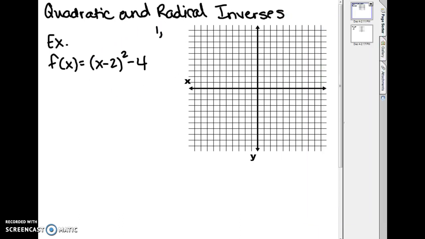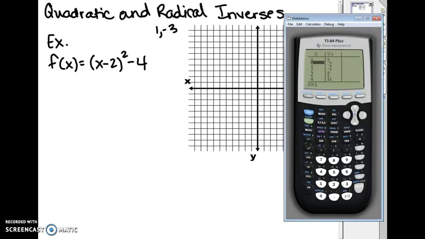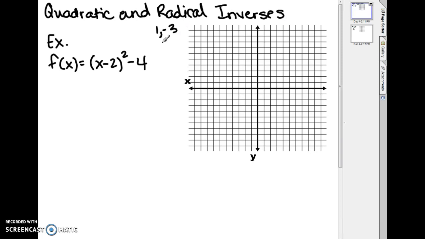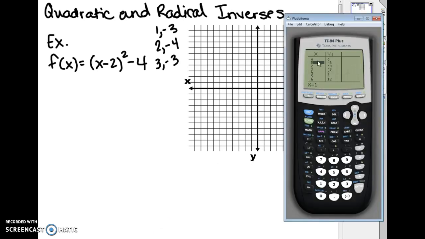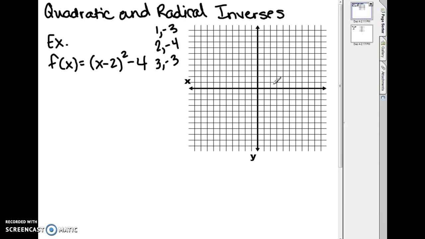So I'm going to use 1, negative 3, 2, negative 4, and 3, negative 3. I think it was on there. Yes, 3, negative 3. So I'm going to use those 3 points. Okay, so now I'm going to plot them. So 1, negative 3, 2, negative 4, 3, negative 3.